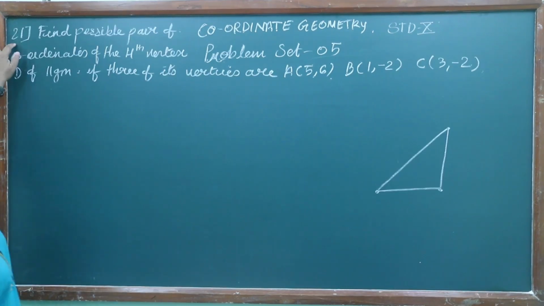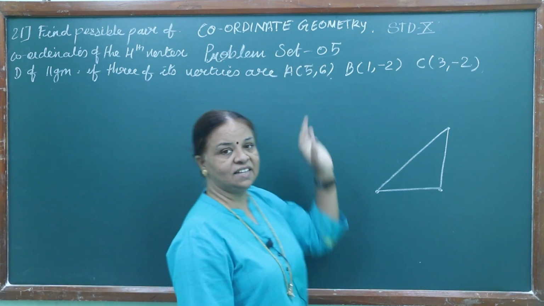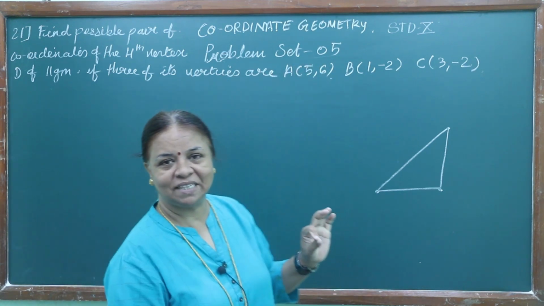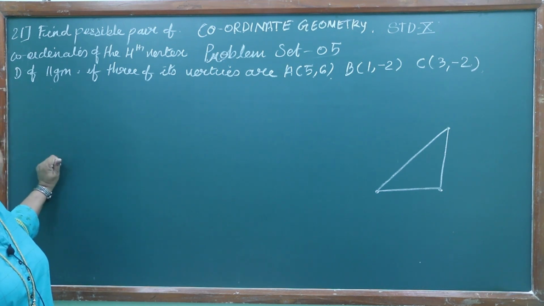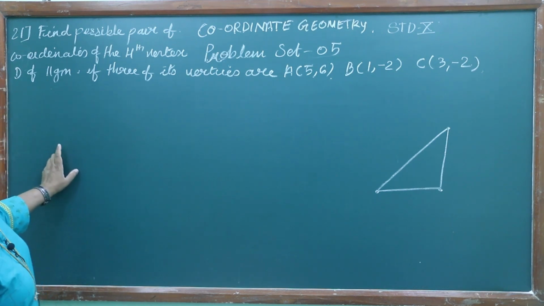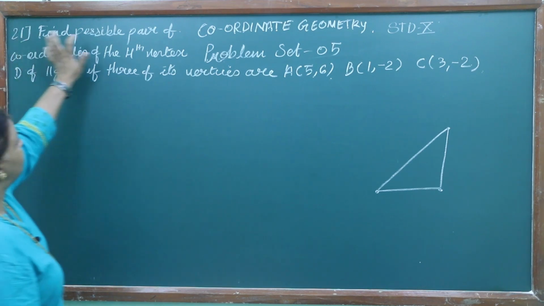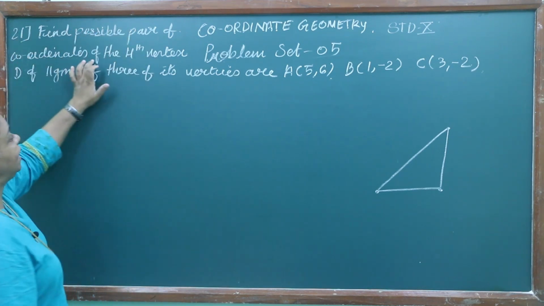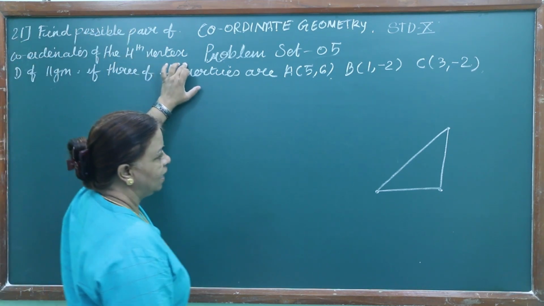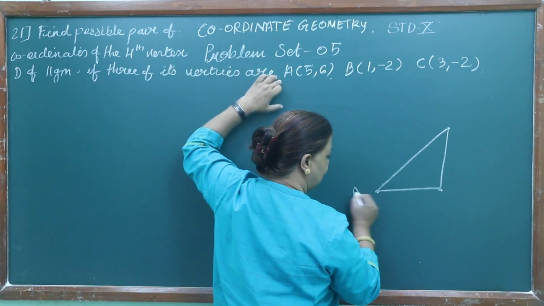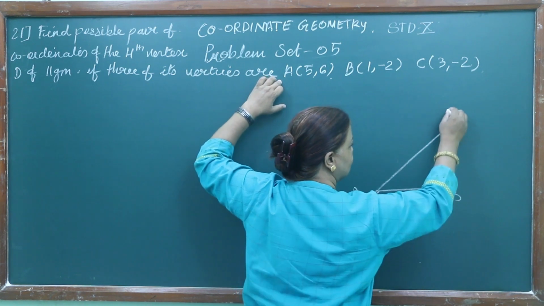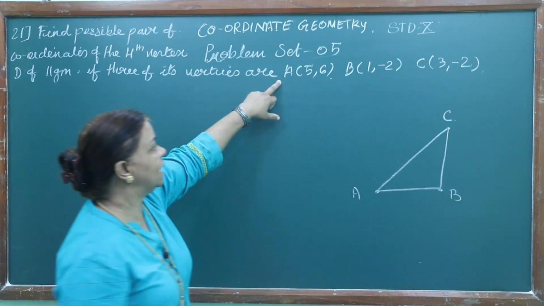Now the 21st sum of the problem set, that is the last question of the problem set, children, and it is very lengthy and challenging, but we will do it in an easy way. The question says, find the possible pair of coordinates of the fourth vertex. Now there are three vertices A, B, C. Let me write here A, B, and this is C. So there are three vertices.